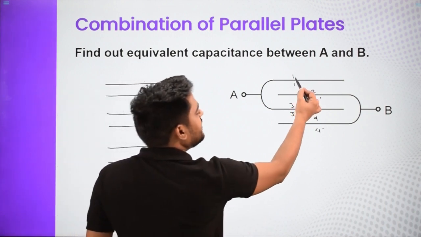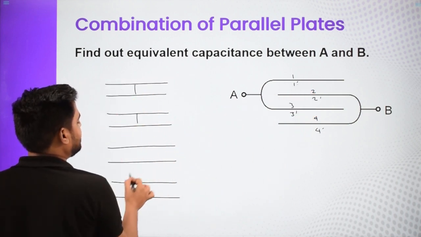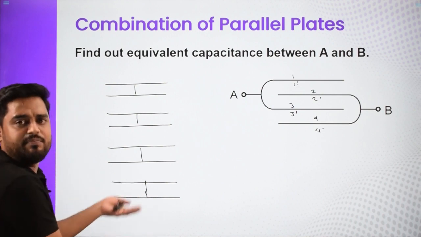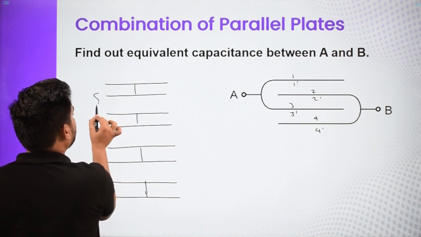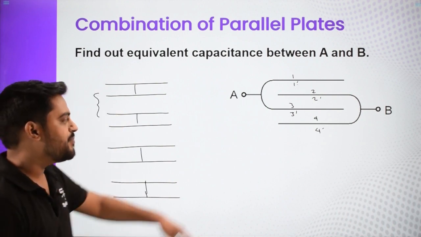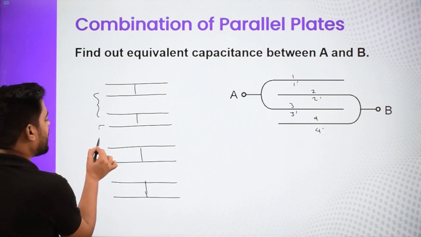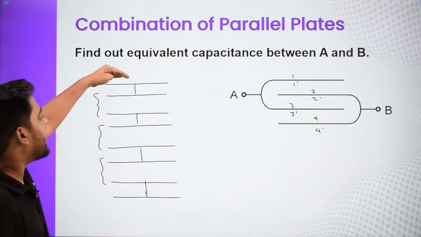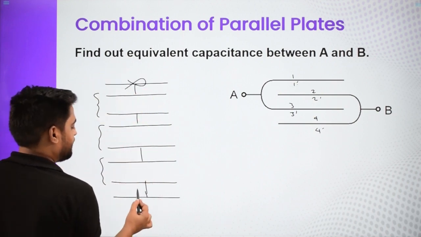Now 1 dash, 1 and 1 dash are connected. 2 and 2 dash are connected. 3 and 3 dash are connected. 4 and 4 dash are basically the same plate only. Now these two are forming one capacitor. The plate number 1 dash and 2 form this capacitor. These two are forming one capacitor. These two are forming one capacitor. The last plate is not forming any capacitor. You can simply leave it.